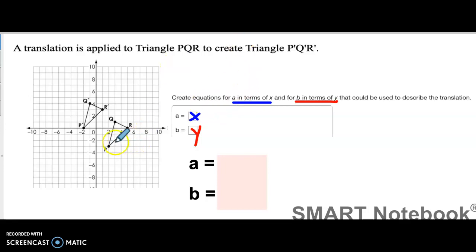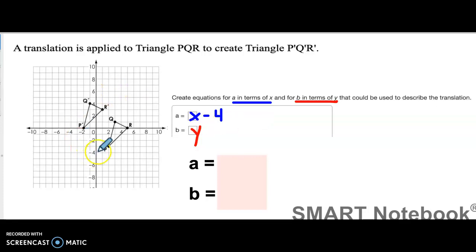Now we want to look at the picture. It looks like to get from P to P prime, we're moving to the left, so we know it's going to be X minus a number because we're moving left. And then we're moving left 1, 2, 3, 4 units. So A equals X minus 4 is the equation that describes the translation, the first one. It's saying to take your X coordinate and move 4 to the left to get your new X coordinate.